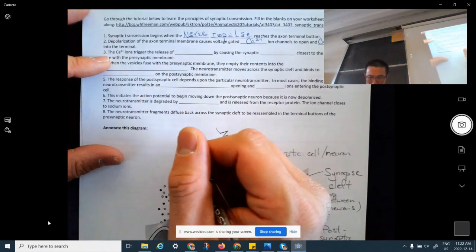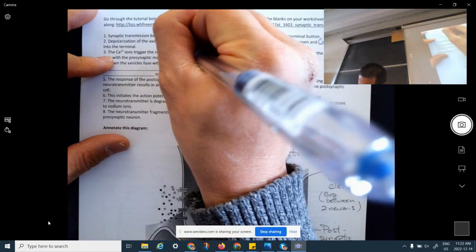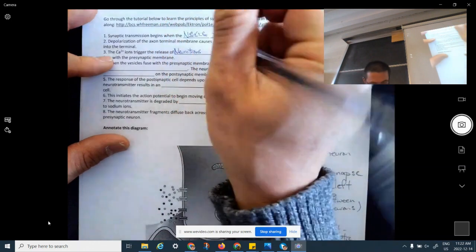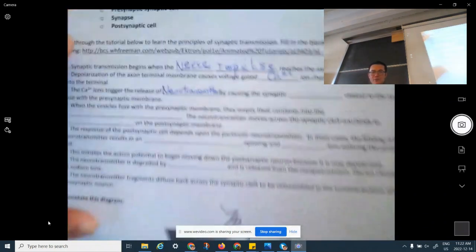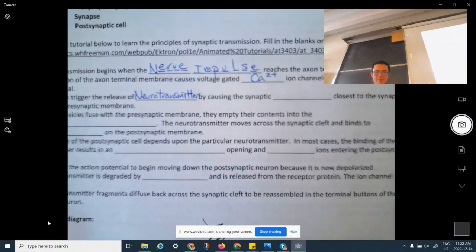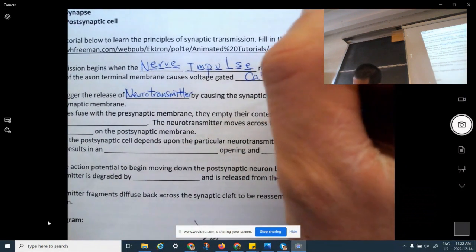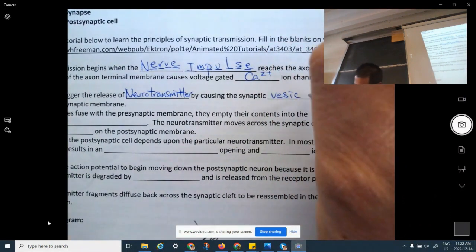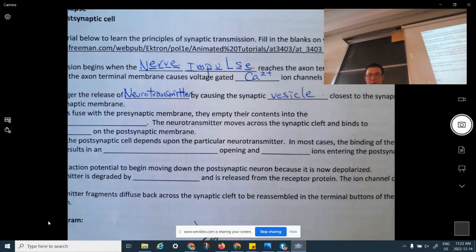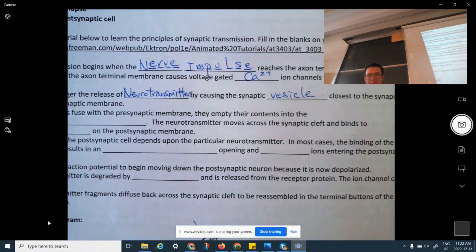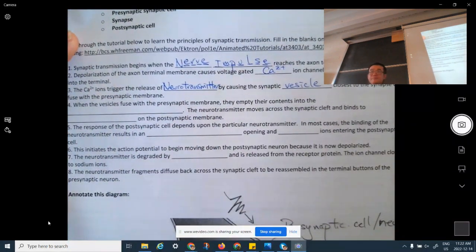Calcium triggers the release of neurotransmitter by causing the synaptic vesicle closest to the synapse to fuse with the presynaptic membrane. So neurotransmitter and vesicle. How are we doing?